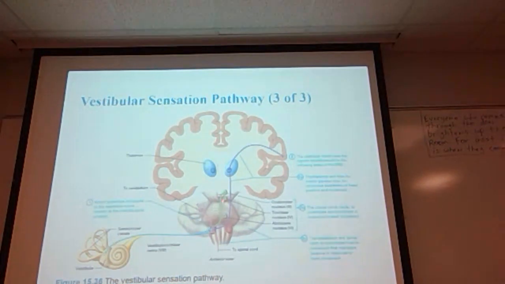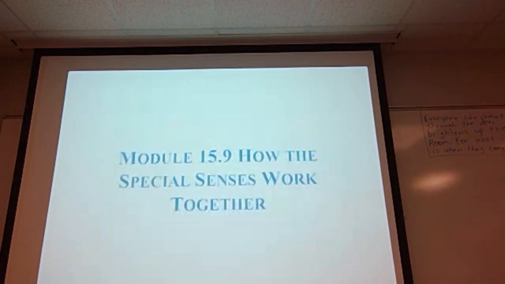Some will go to the abducens nerve, the trochlear nerve, and the oculomotor nerve. There's a nerve that has to do with the eyes. Then parts of the signal will then go on to the thalamus, where the signal is interpreted, and then go on to portions of the cerebral cortex for other different activities.